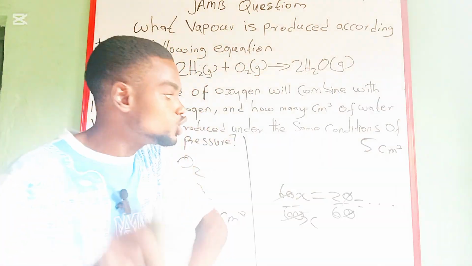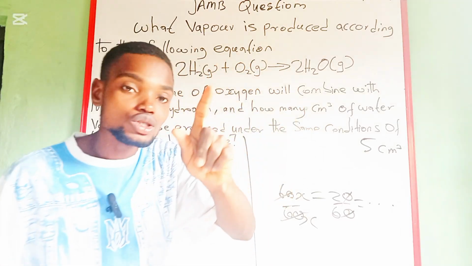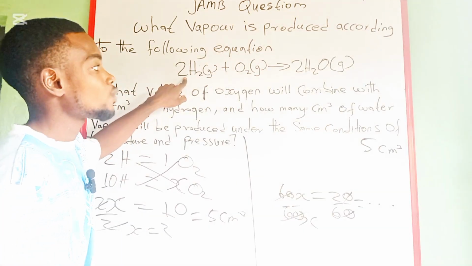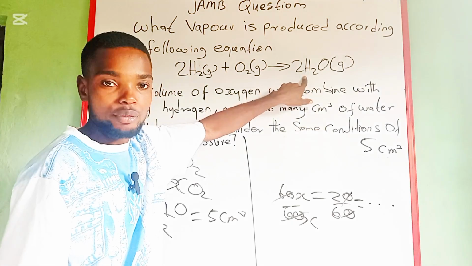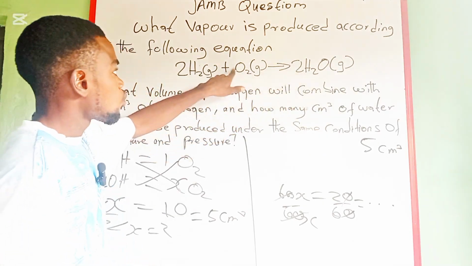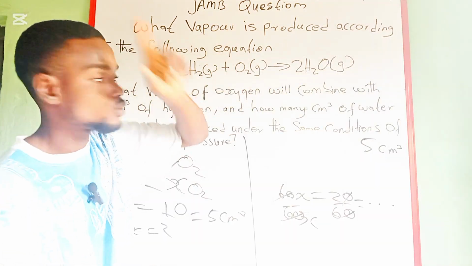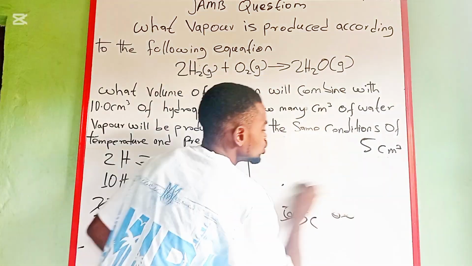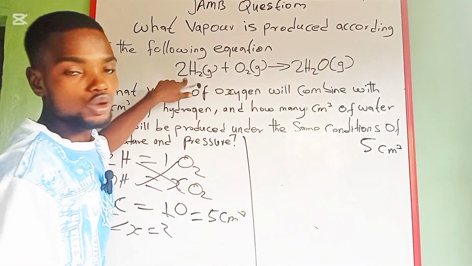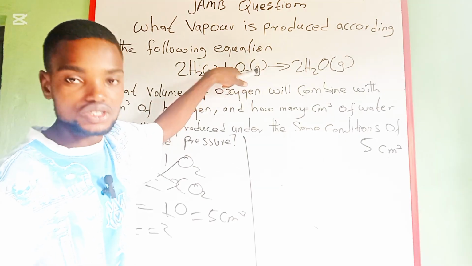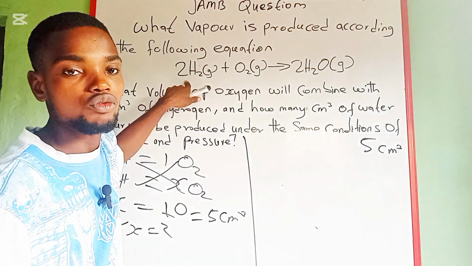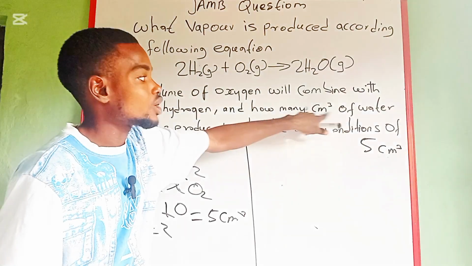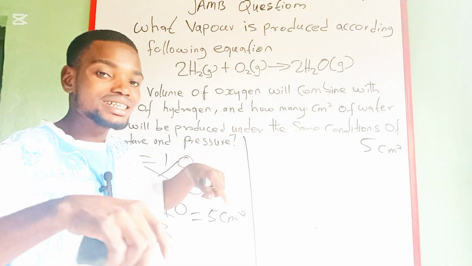Now, like we also know generally that 60 seconds make 1 minute. Now you know that 2 hydrogen is required to produce 2 water vapor. Are you getting it? 1 volume of oxygen is required to produce 2 volumes of water. You can also use that. Now you can choose to use the volume of hydrogen or the volume of oxygen. Let's first of all use the volume of hydrogen. Remember, we're looking for the volume of water vapor that is going to be produced under that same condition.